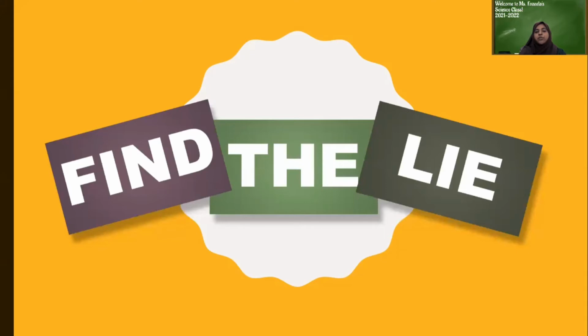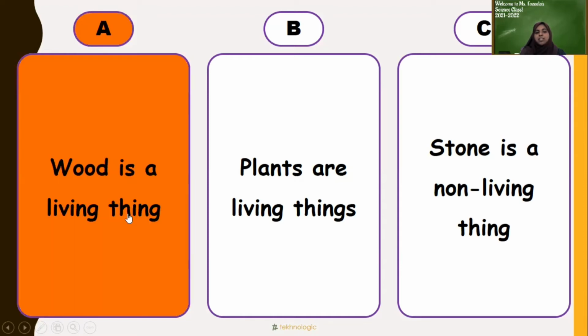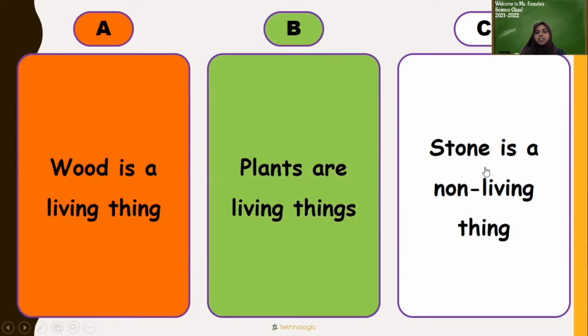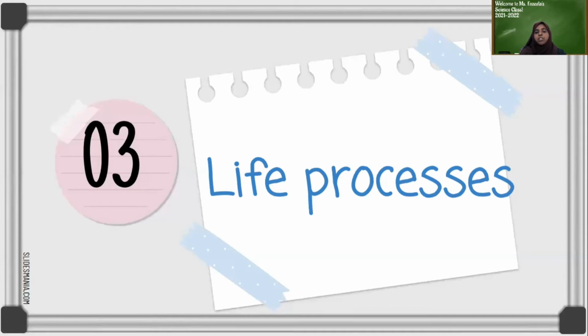Now I want you to find the lie from the 3 given options. Okay, wood is a living thing. Plants are living things. Stone is a non-living thing. Which one is a lie? Which one is wrong over here? Is it wood? Yes, wood is not a living thing, right? So here you go. And plants are living things and stone is a non-living thing. So this is right.